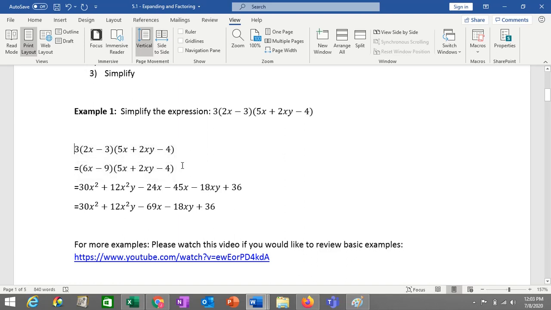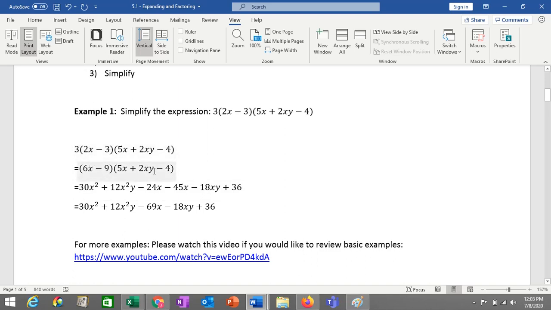So you should end up with 6 numbers. When you do this, you should tell yourself, okay, I need to have 6 numbers written down here. If I don't have 6, I've missed something. 6x times 5x, right? So 6 times 5 is 30, and x times x is x squared. So that's 30x squared, right? x times x is x squared, not 2x.